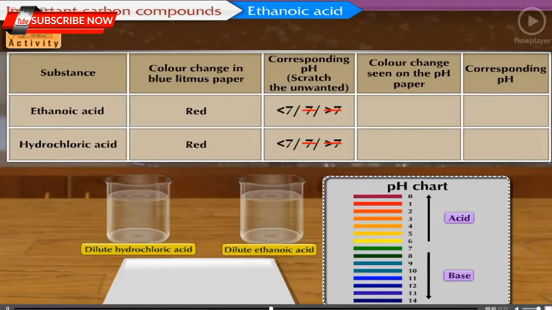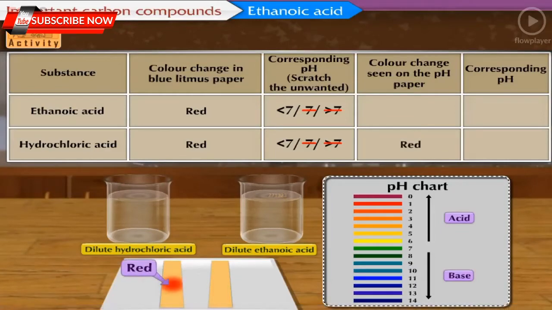Now, let us perform the same activity using a pH paper. When we put a drop of dilute hydrochloric acid on a pH paper, the pH paper turns red. Let us compare this red color with the pH color chart. The pH of dilute hydrochloric acid is approximately 1.0.